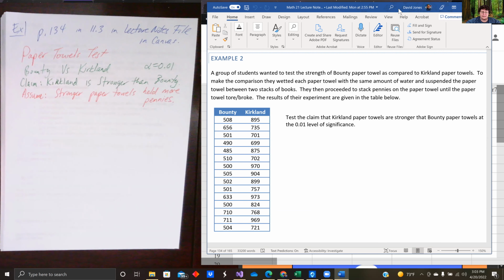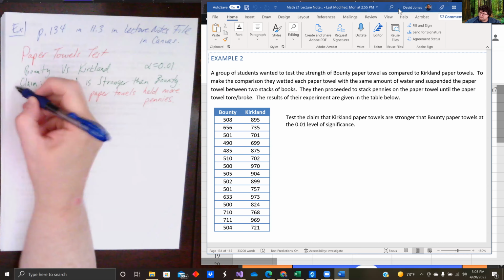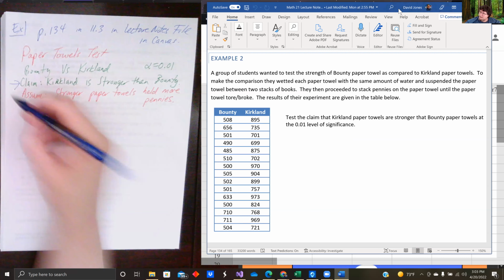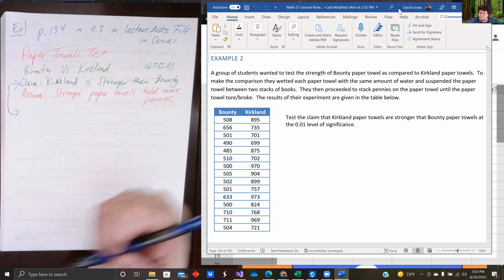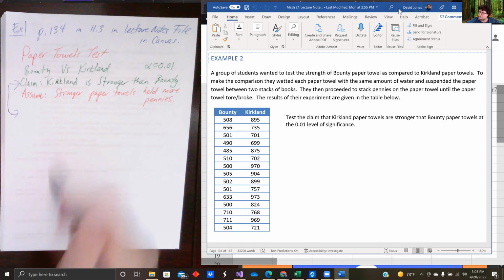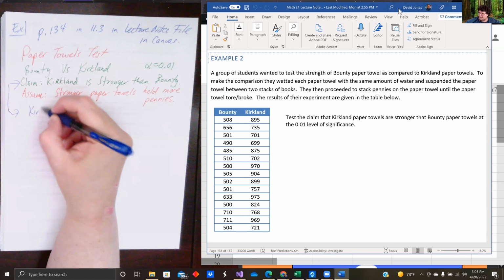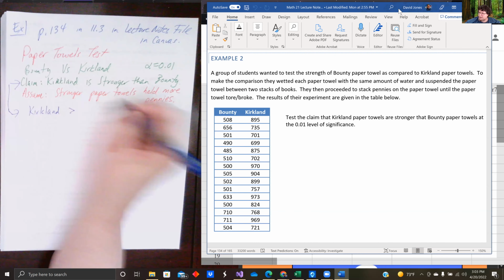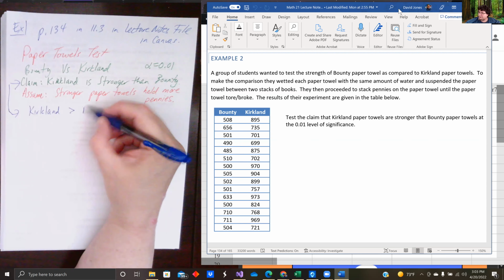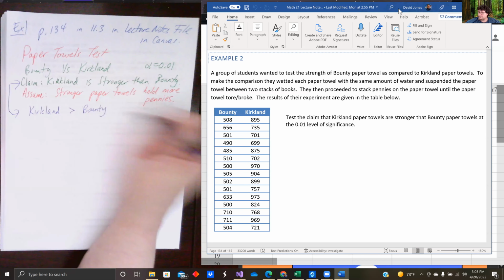And if that's the claim, how can I decide H0 and HA from that? The claim is that Kirkland is stronger than Bounty. So if the penny weight thing is true, that means Kirkland held more pennies, a greater amount of pennies than Bounty, if their claim is true.